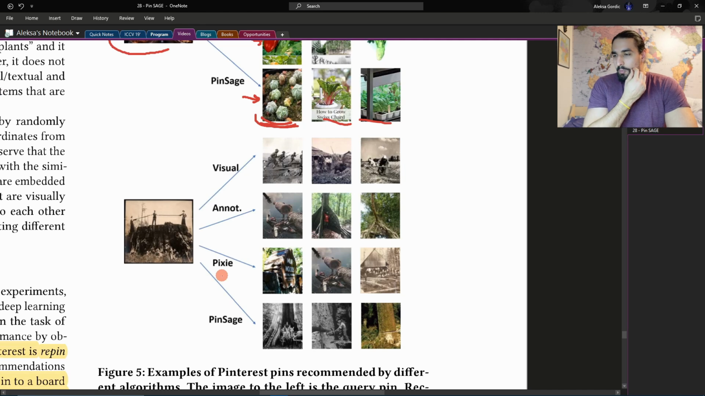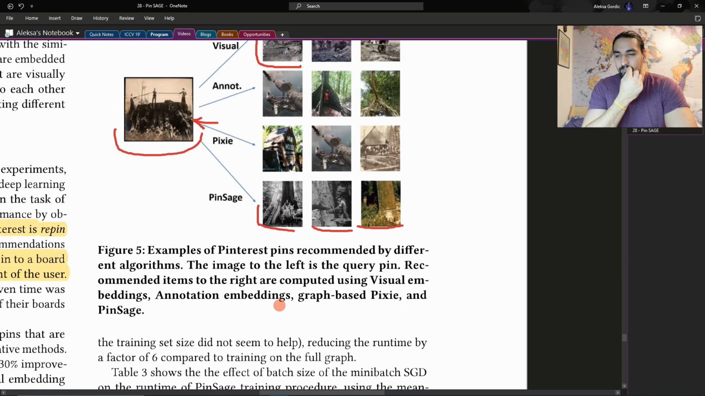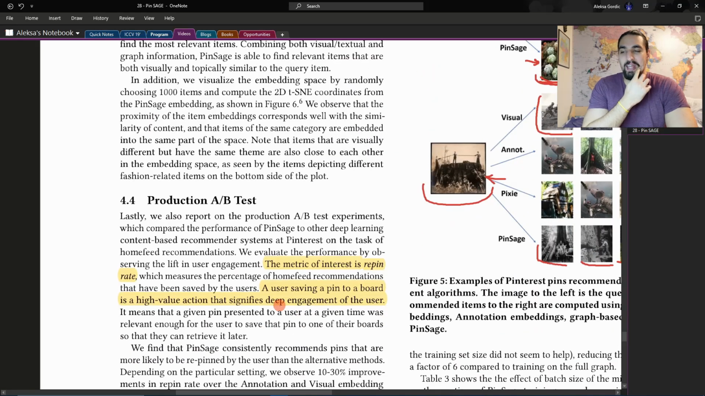Finally, one more example. Here we see some logs in the query pin. The visual one again made a mistake, giving some war photos, which are grayscale, and confused them with the topic that's similar to this one, and that's just logging. And you can see that PinSage gave both the visually similar pics and, most importantly, the most relevant pins in general.